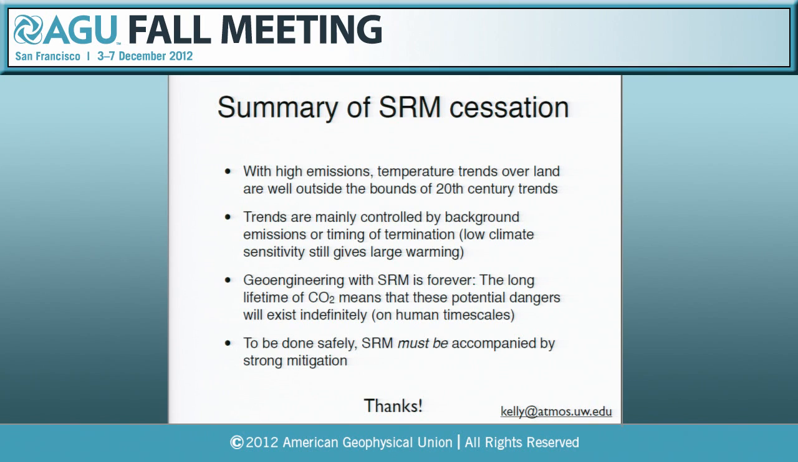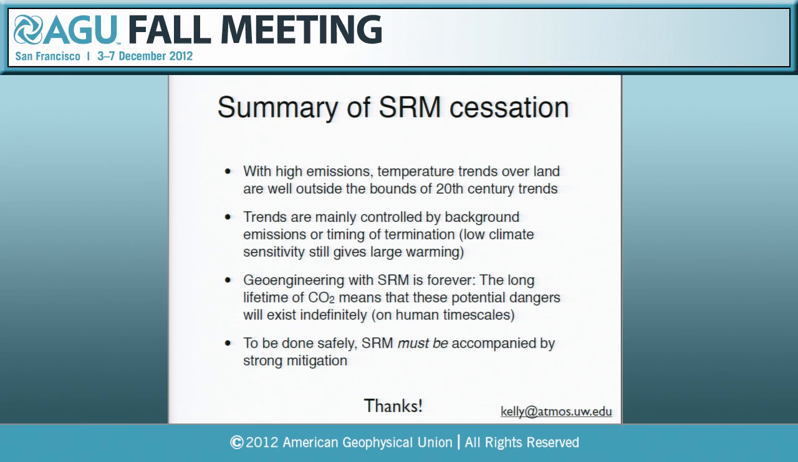Okay, perfect. So in summary then, with high emissions, the temperature trends over land are well outside the bounds of the 20th century trends. And these trends are mainly controlled by background emissions or timing of termination. So I guess what I forgot to say earlier, but this is one of the main points, is that low climate sensitivity still gives large trends, especially if you have a large background emission scenario. So low climate sensitivity doesn't save us.